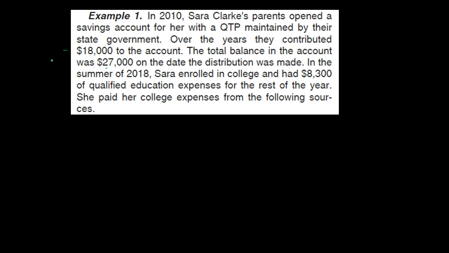Back to the text. In the summer of 2018, Sarah enrolled in college and had $8,300 of qualified education expenses for the rest of the year. She paid her college expenses from the following sources. So now we've got these expenses, and you would think that those are her enrollment expenses for the qualified student. And we would think, okay, well, now we've got to figure out if any distribution from this $27,000 is less than the adjusted qualifying education expenses. These are the education expenses, but not adjusted. So now we have to think, well, how are we going to adjust it?